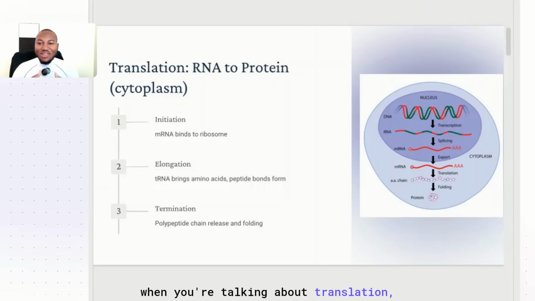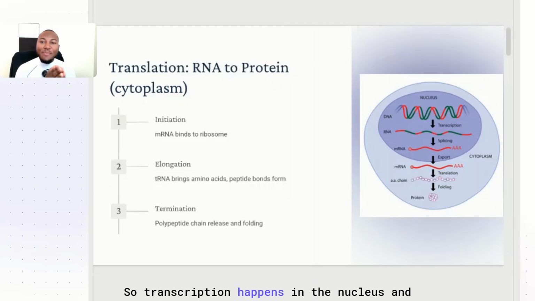Now, when you're talking about translation, remember that the RNA that came to copy the DNA template is called what? The messenger RNA. And where did it come to copy the template? In the nucleus. Now, it will leave the nucleus and come to where? The cytoplasm. So transcription happens in the nucleus and translation happens where? In the cytoplasm. You need to understand this concept.